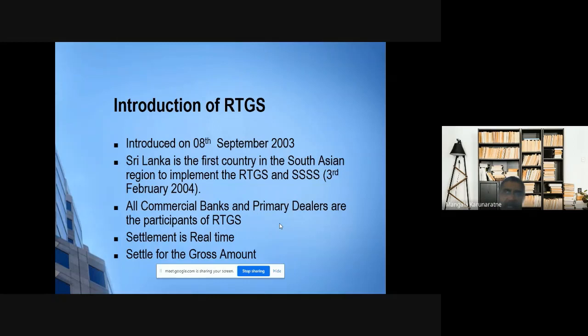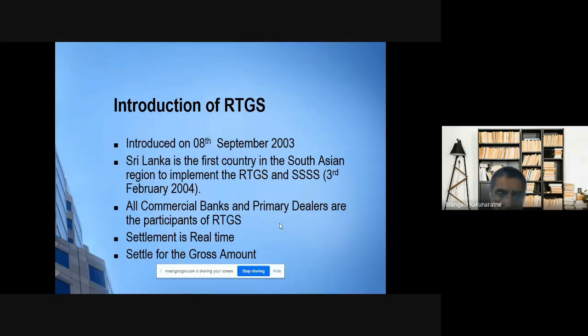But the market activities were there, but the operation was very inefficient. So they introduced the RTGS system on 8 September 2003. That is 18 years ago, right? Sri Lanka is the first country in the South Asian region to implement the RTGS and SSSS. SSSS is the Scriptless Security Settlement System. That came a few months later, on 3rd February 2004.